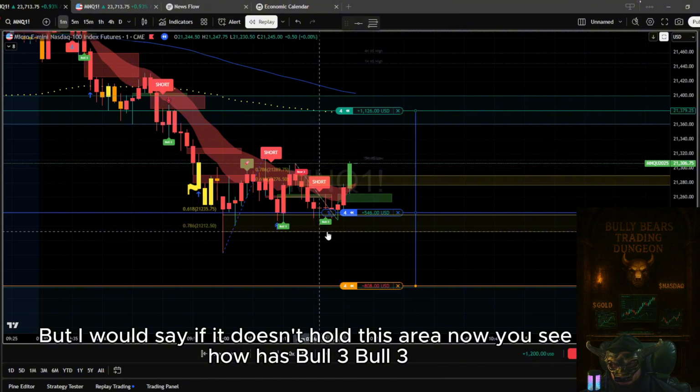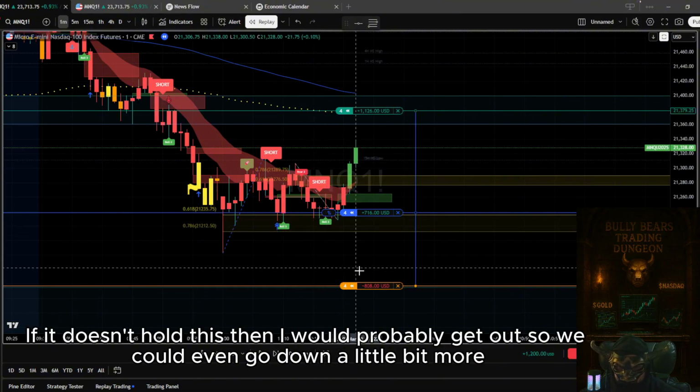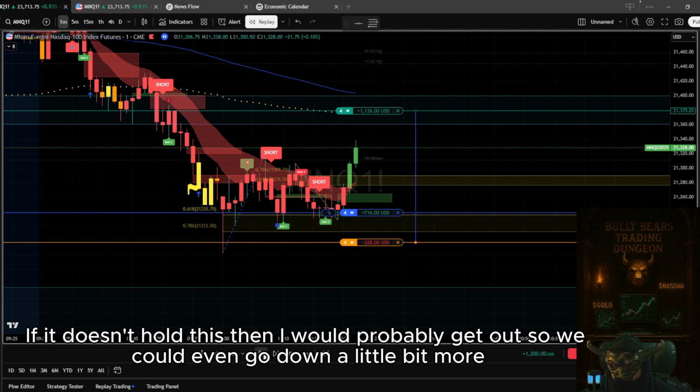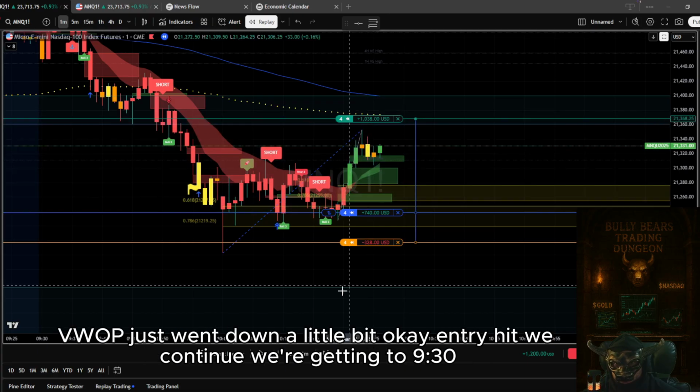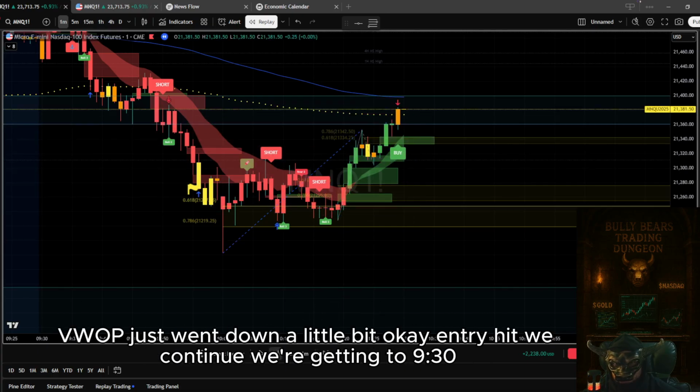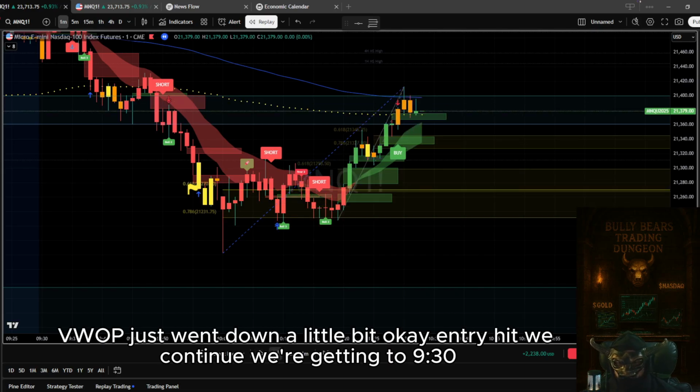But I would say if it doesn't hold this area now, you see how it's bull 3, bull 3. If it doesn't hold this, then I would probably get out. So we could even go down a little bit more. VWAP just went down a little bit. Okay. Entry hit. We continue.